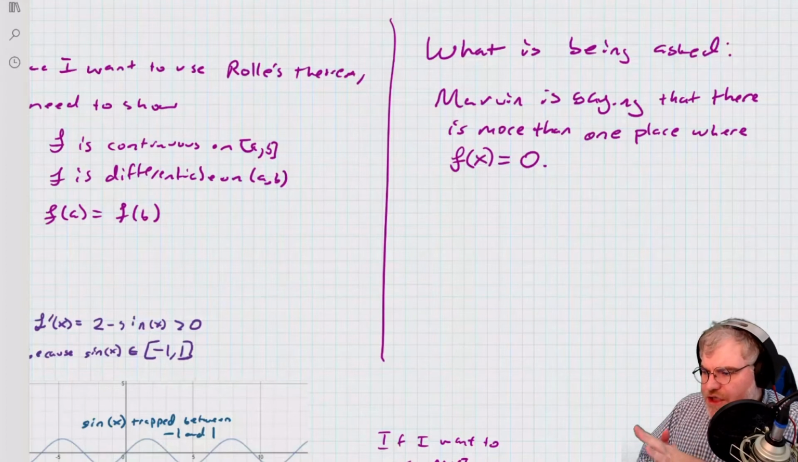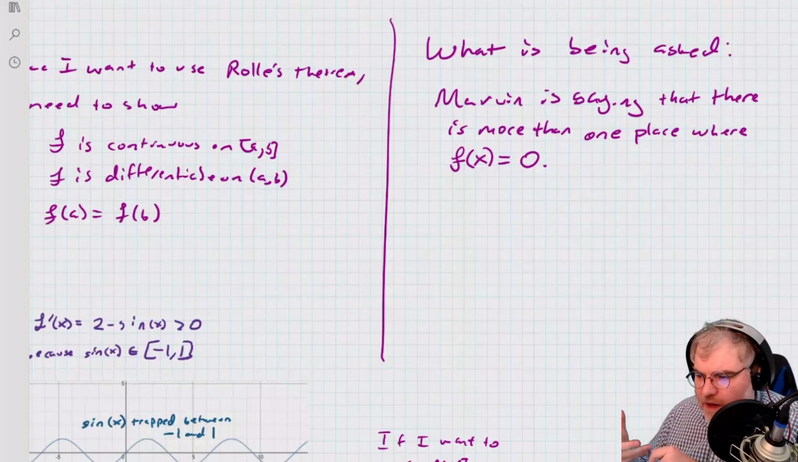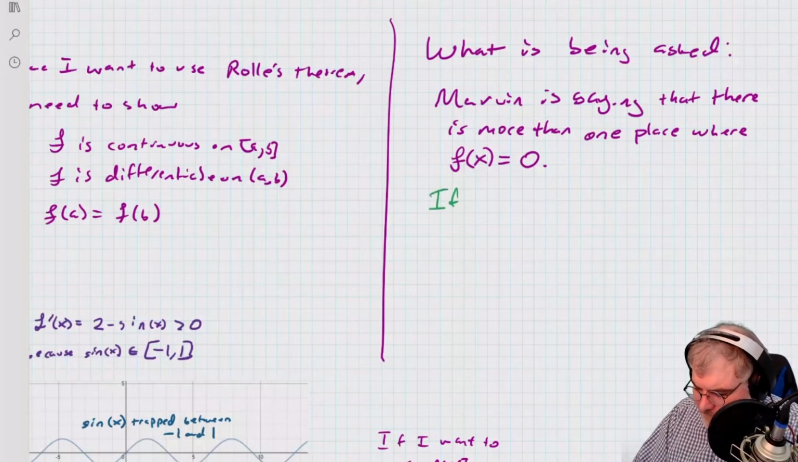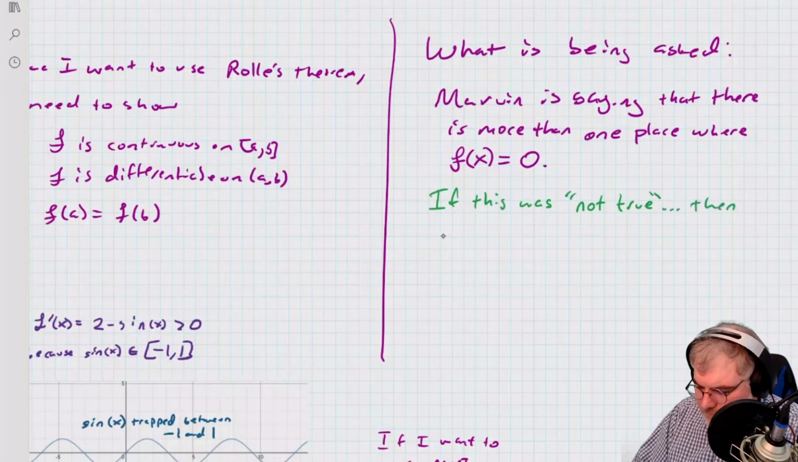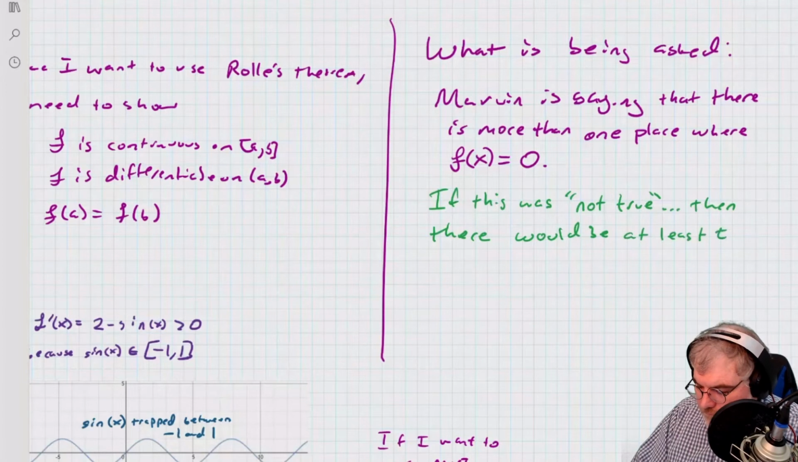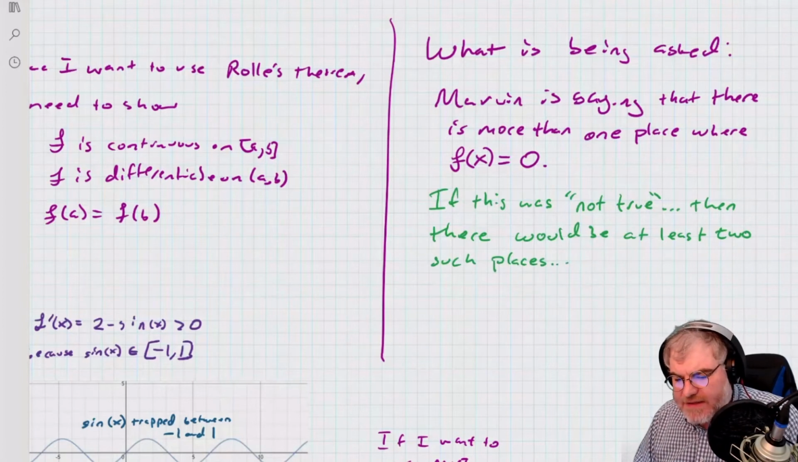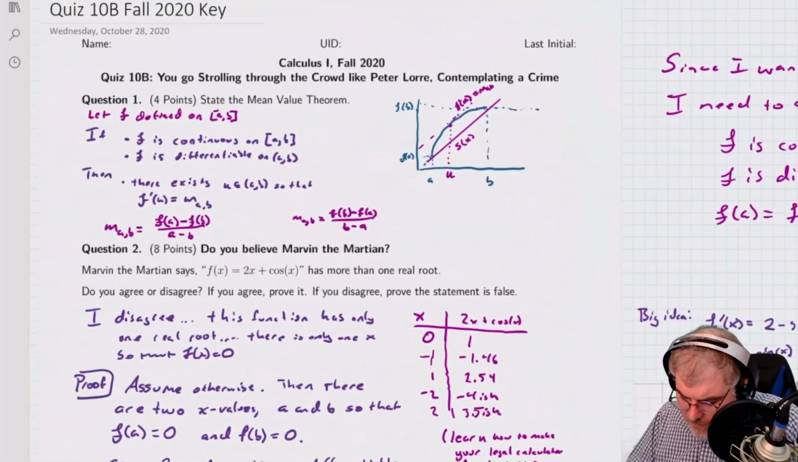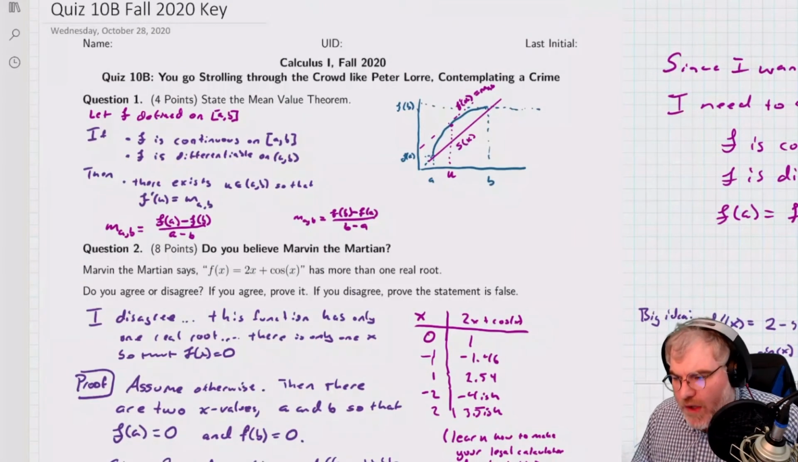Okay. So the intuition here, that's what he's saying. So the opposite of that, what would it mean for that not to be true? Right? If it's not true, then there is at least 2 such places. I didn't assert that there was. There could be no real roots. I didn't assert that there wasn't.